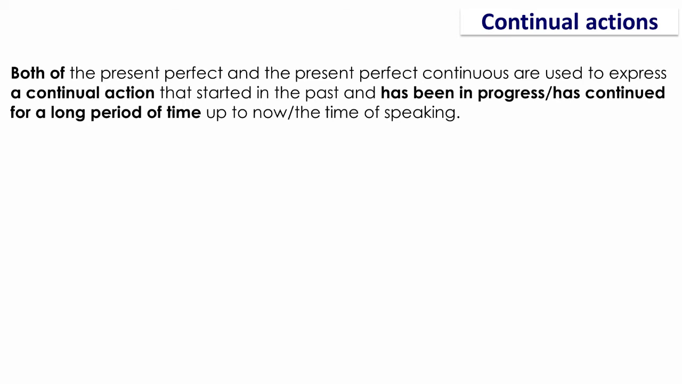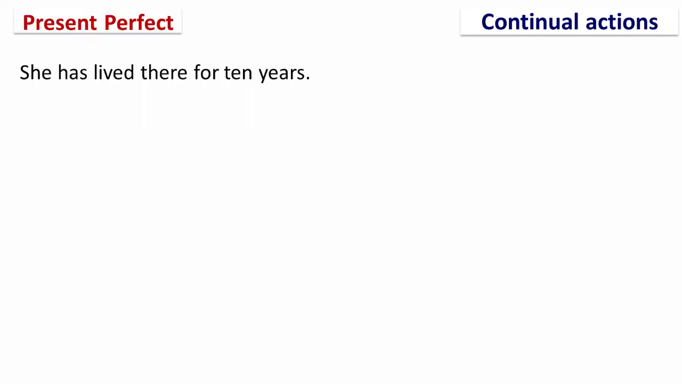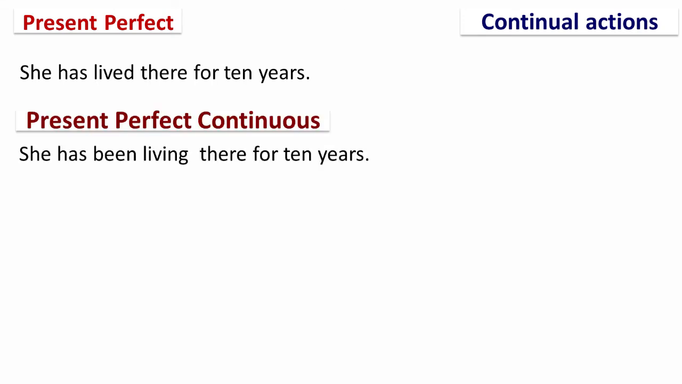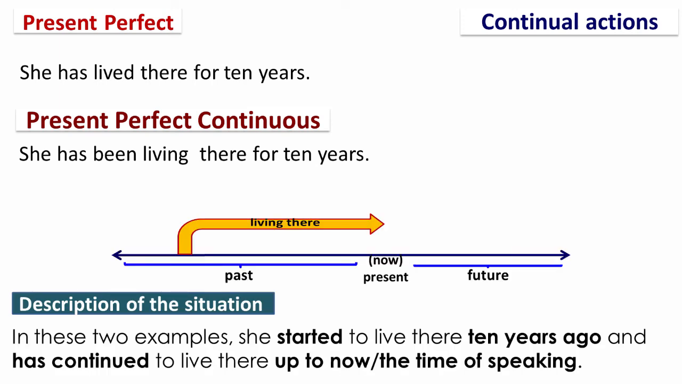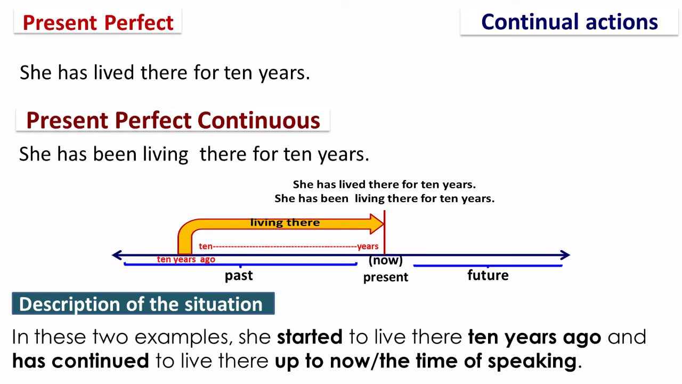For example, she has lived there for 10 years and she has been living there for 10 years. In these two examples, she started to live there 10 years ago and has continued to live there up to now or up to the time of speaking.